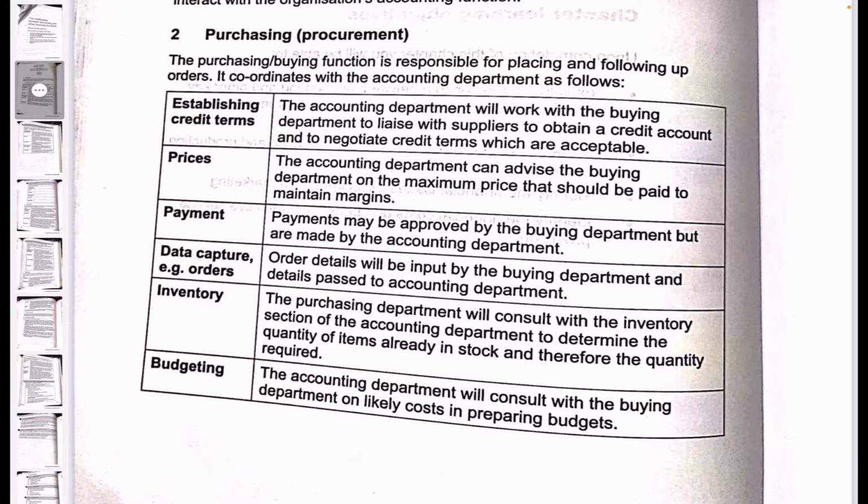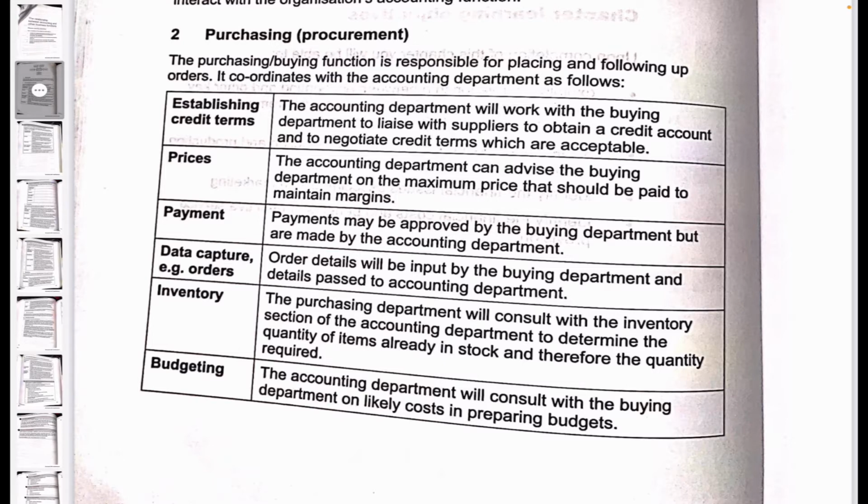Data capture, for example orders. Order details will be input by the buying department and details are passed to the accounting department. Inventory. The purchasing department will consult with the inventory section of the accounting department to determine the quantity of the items already in stock and therefore the quantity required. So it talks about the inventory, how much material is already there with us and how much more we require.